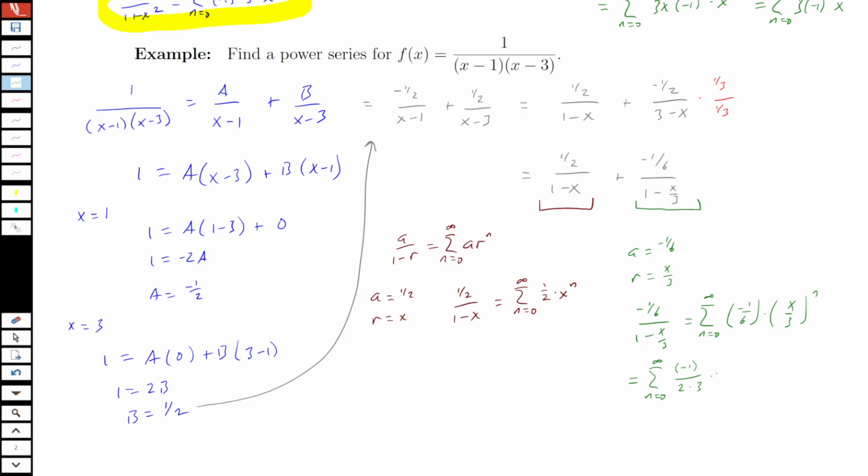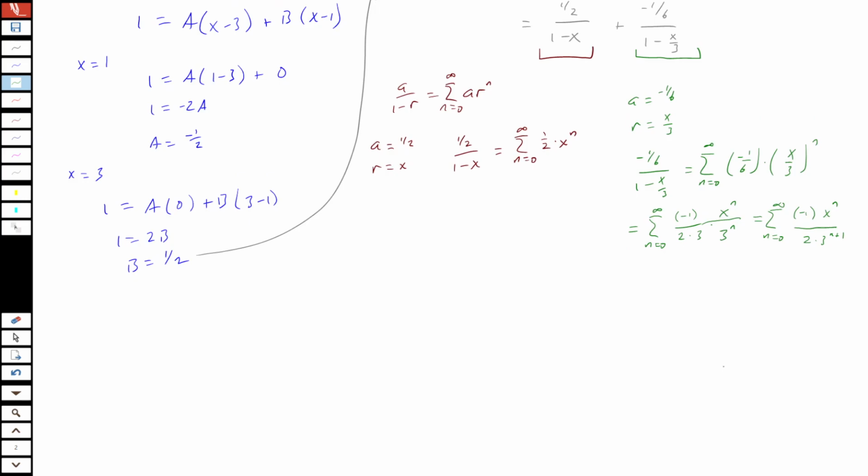And the reason I'm going to do that is because over here I can write this as a 3 to the n in the denominator and an x to the n in the numerator, and I can combine up these 3's. So I have a negative x to the n over, just split those up, 2 times 3 to the n plus 1. Okay, so now getting back to my original function.